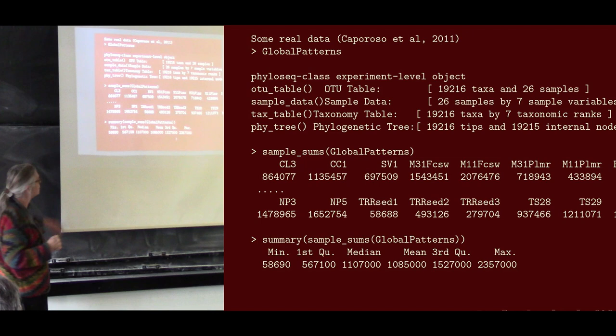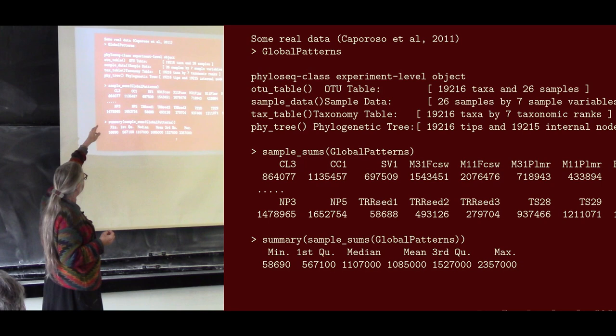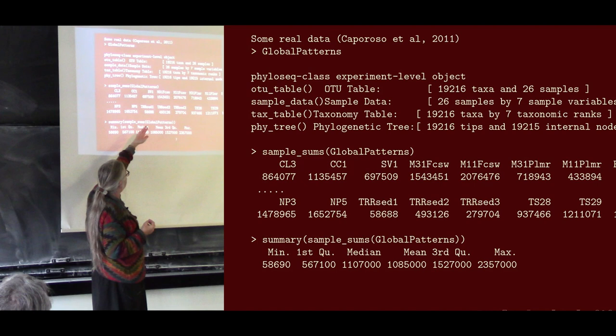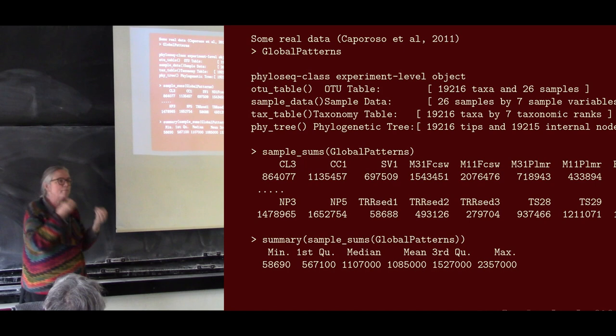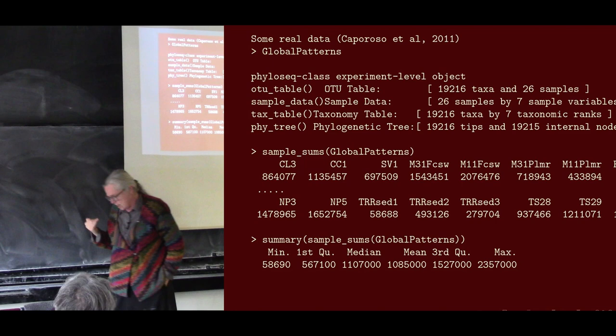And so if you look at the sample sums for this data, the sample CL3 had 864,000 reads in it, and you have a data set here, TRSED1 has 58,600. So it means that you have a contingency table in some sense, and the column sums of the contingency tables are unequal. So what you want is the relative abundances. The relative abundances are known with unequal precision, and you need to deal with that.